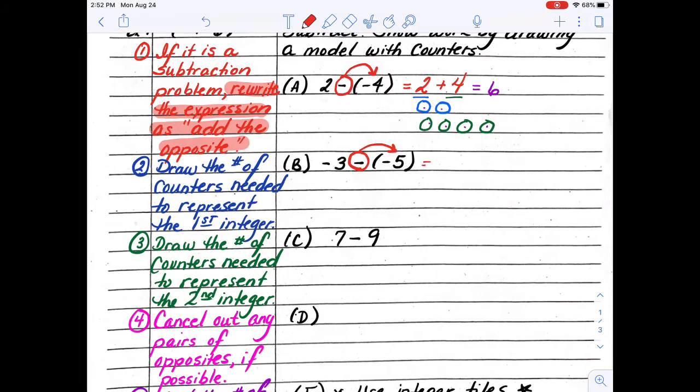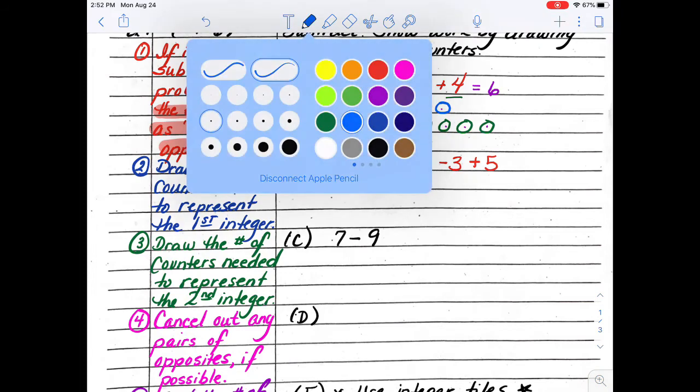So let's rewrite what the problem actually means. Negative 3 minus negative 5 means negative 3 plus, add the opposite of negative 5, which is positive 5. So you're rewriting that problem as an addition problem. Now let's get our counters going.